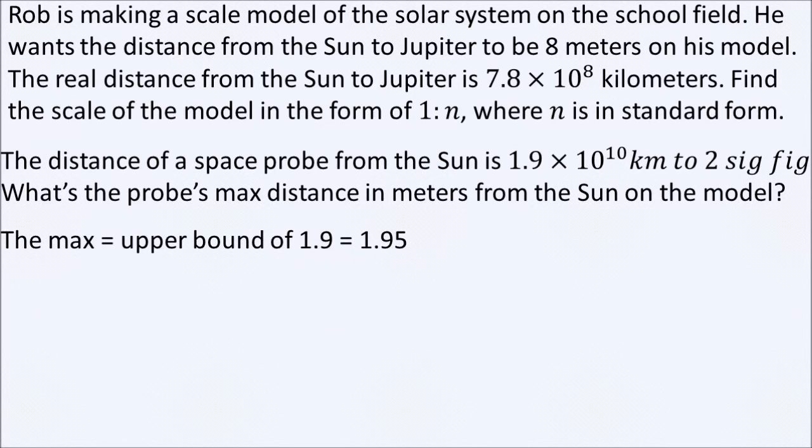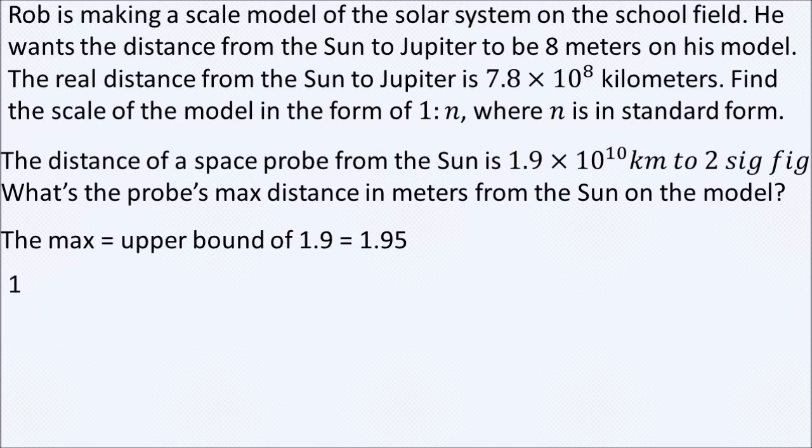Now the upper bound for 1.9 is equal to 1.95, because as you know, the upper bound is the minimum number that would round up the number in question. In this case it's 1.9. So in order to round up 1.9 to become 2, the minimum number required is 1.95. If you're still unsure how to get the upper bound, you can consult the video whose link appears on the screen now to review this.